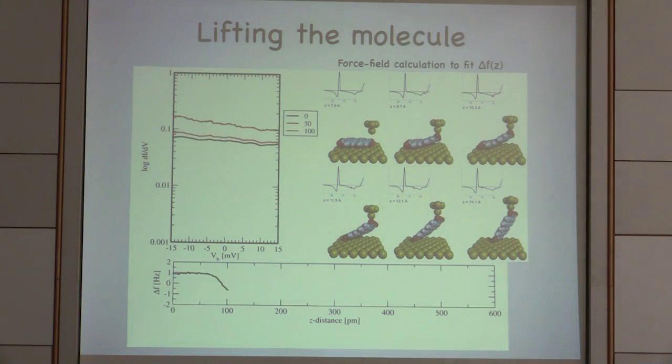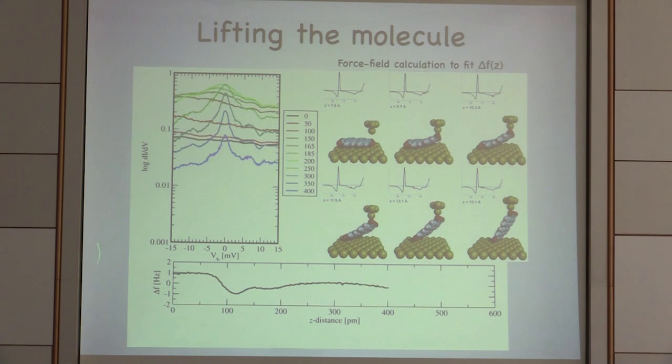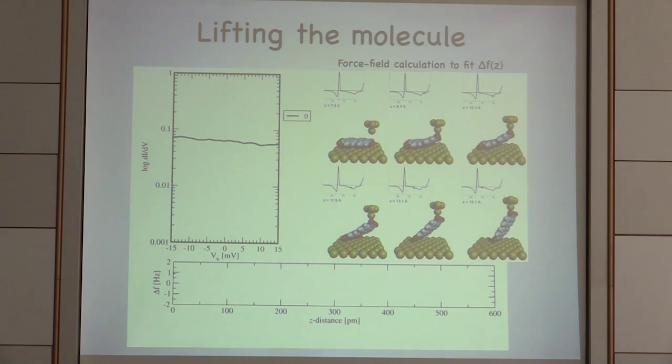So this is the result. I will just show you a few of these slides so as not to mess up too much. But basically in the far distance regime you see there is no Kondo signature, but then we start to pull up.